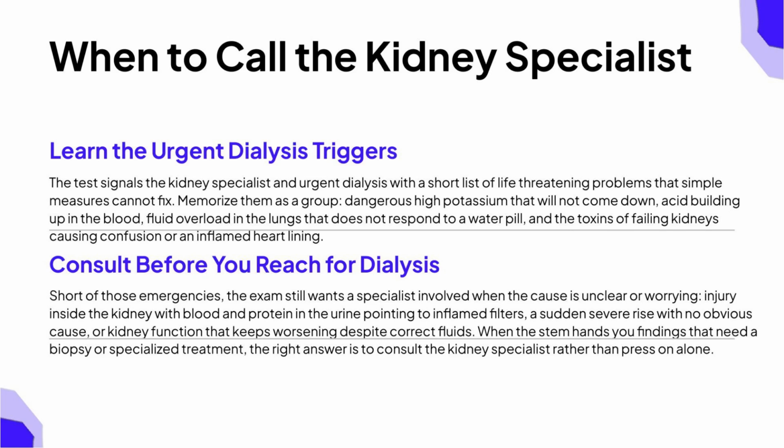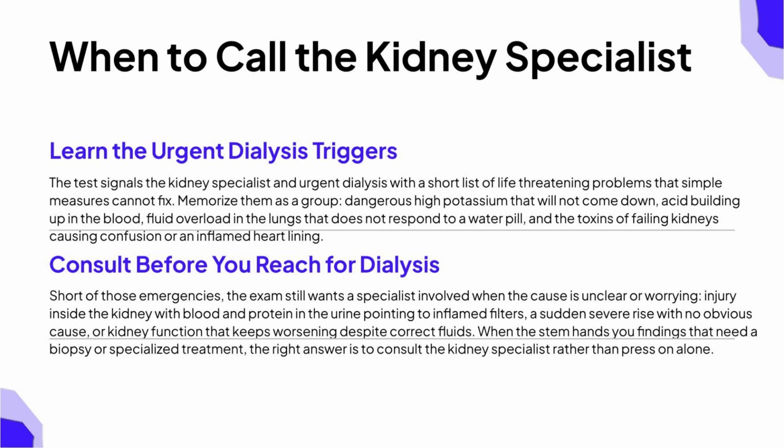The classic life-threatening problems that simple measures cannot fix are a dangerously high potassium that will not come down with medication, acid building up in the blood that will not correct, fluid backing up in the lungs that does not respond to a water pill, and the toxins of failing kidneys causing confusion or an inflamed lining around the heart. When any one of these appears in the stem, the answer is moving toward urgent dialysis and the specialist. Second, even short of those emergencies, the exam wants a specialist involved when the cause is unclear or worrying.